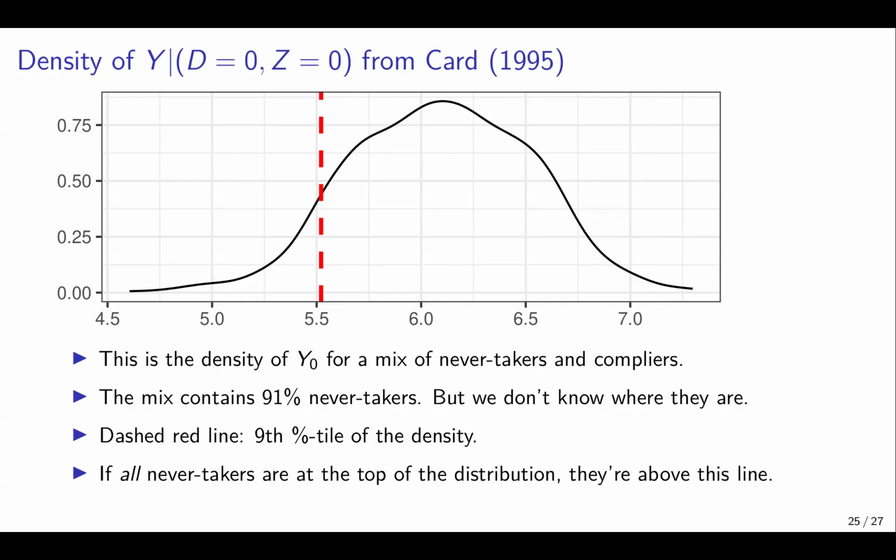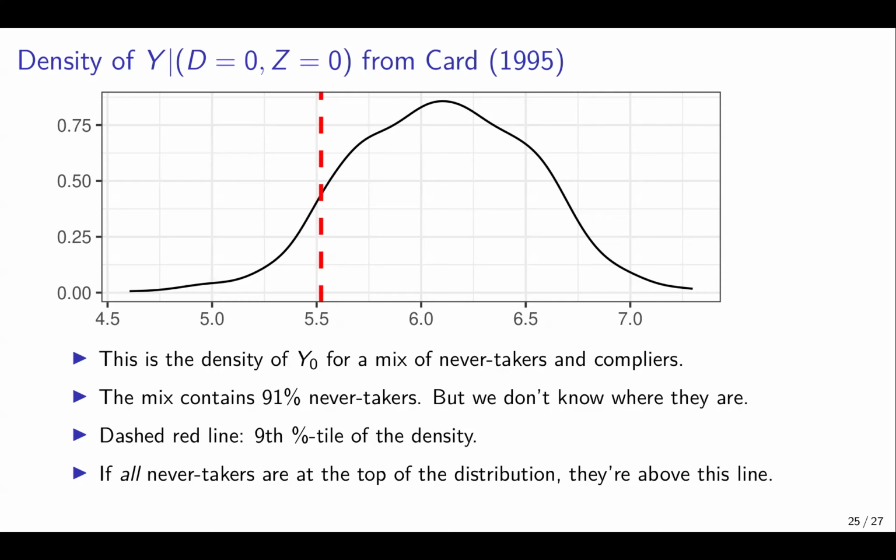We don't know who's who, but what we do know is that the dashed red line is the line such that 9% of the density is below the line, and 91% of the density is above the line. That's important, so I'd like to say it again. The dashed red line is the line such that 91% of the density is above and 9% of the density is below. All right, so we don't know where the never takers are. We just know that there's 91% of them. So they could be anywhere.